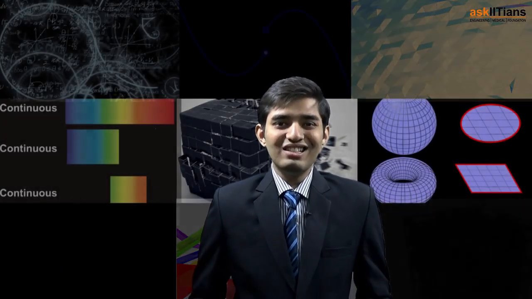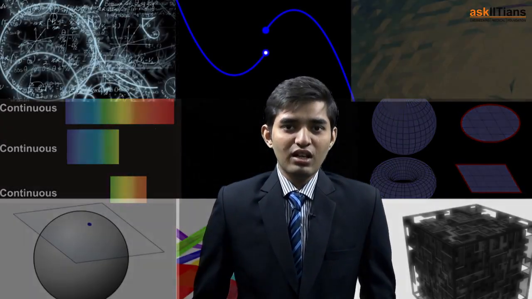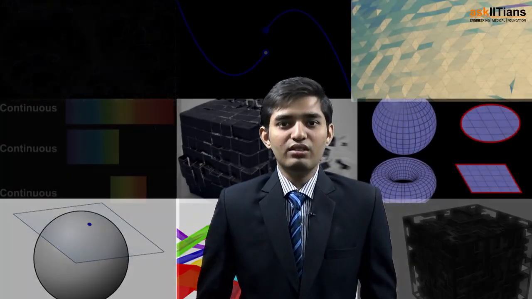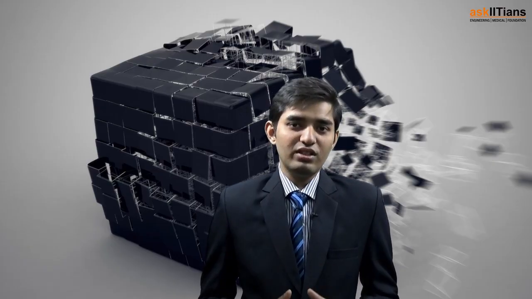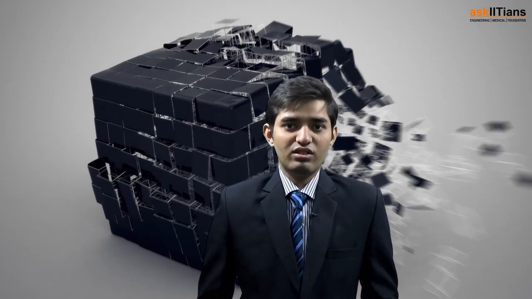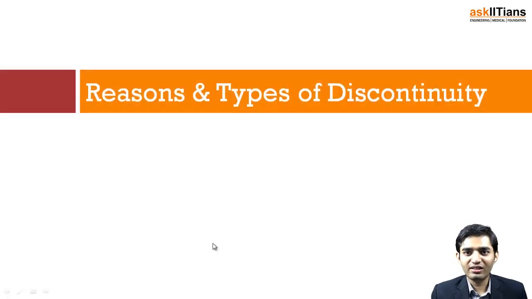Now in this part I am going to tell you about the reasons and several types of discontinuities. There are two main types of discontinuities, one of which is removable type and the second one is non-removable type. We are going to talk about both these types in brief in this part. Okay, so now let's discuss reasons and types of discontinuity.